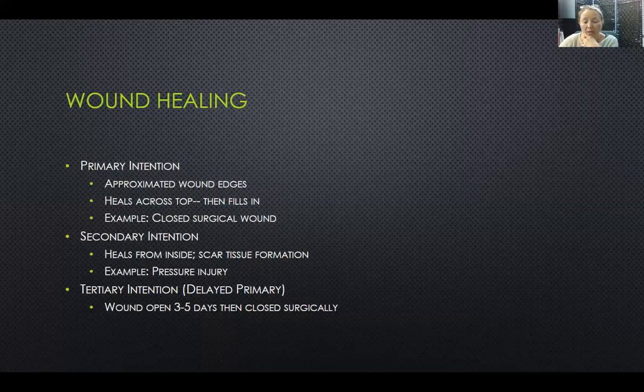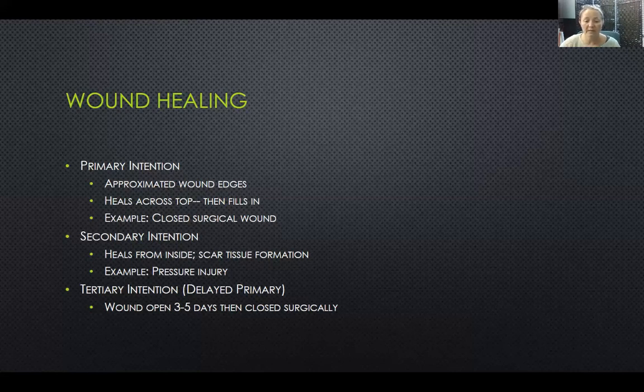Tertiary healing is a delayed primary. So this would be if somebody had an infection or severe edema, and you couldn't get a good closure. You needed that healing on the inside first. So then they may leave that wound open for several days to allow that edema or infection to resolve and then surgically close it for a primary intention healing.